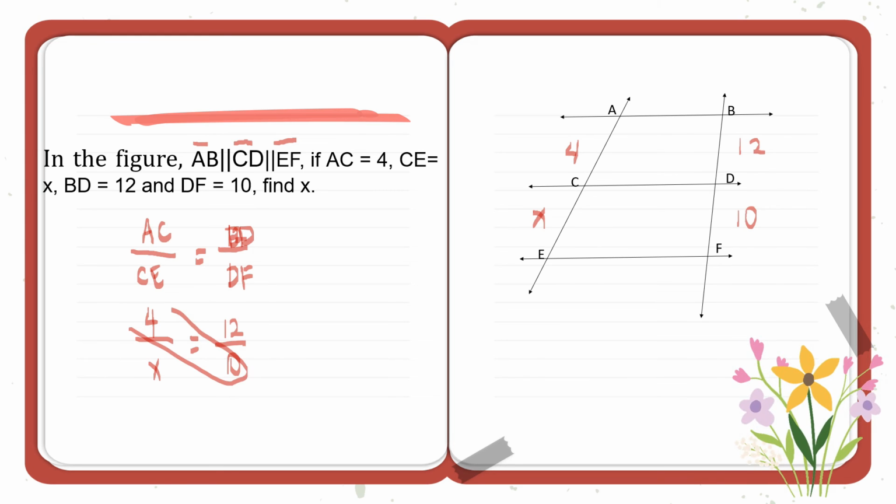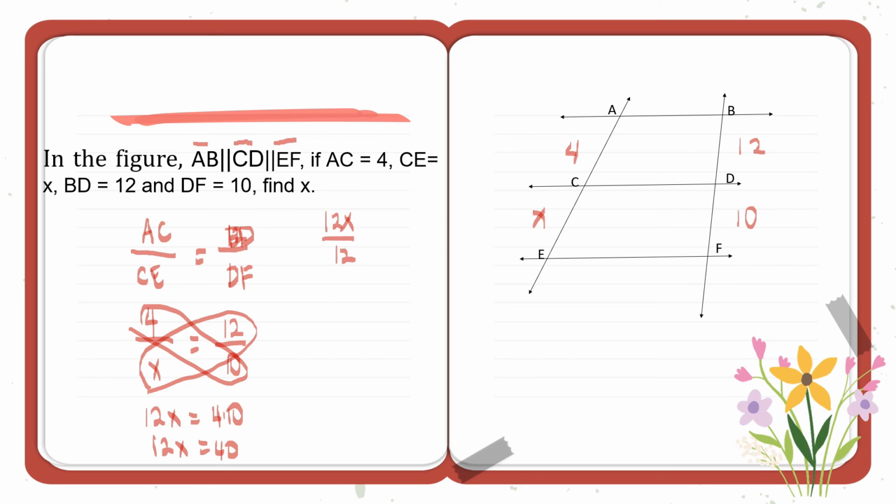So by cross multiplication, we have 4 times 10 and X times 12. So 12X equals 4 times 10, which is 40. So 12X equals 40. To solve for X, we divide both sides by 12. So we get X equals 40 over 12. 40 and 12 are divisible by 4. So 40 divided by 4 is 10, 12 divided by 4 is 3. So therefore, X is equal to 10 over 3.